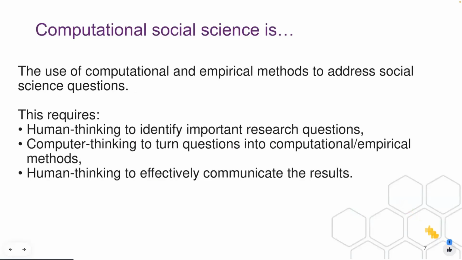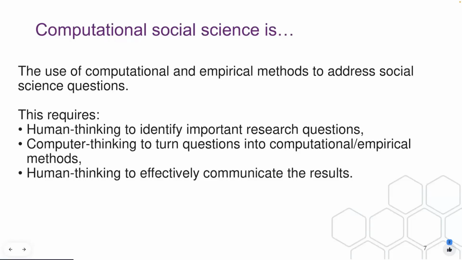So we have our definition here. Computational social science is the use of computational and empirical methods to address social science questions. We can break this down a little bit more. Computational social science requires some human thinking, and that's to identify important research questions. And because we're going to be dealing with social science questions, we're going to need to understand how people behave and what they want to achieve. So we need that social science brain in order to formulate those really interesting research questions.